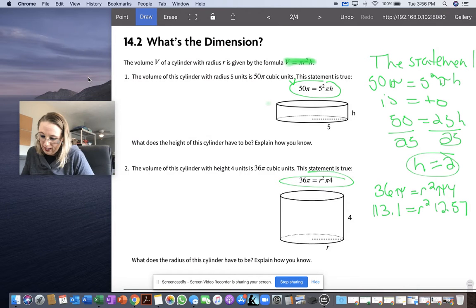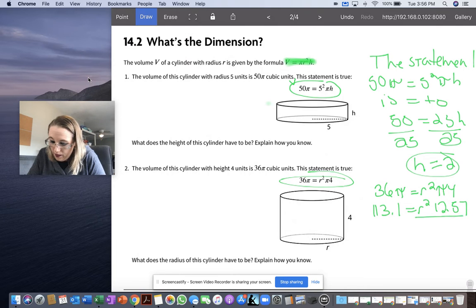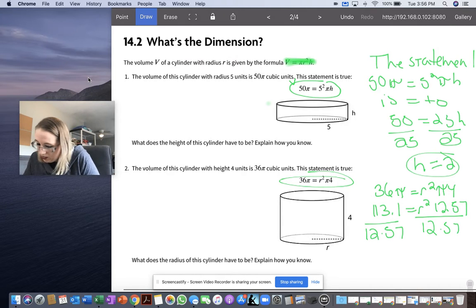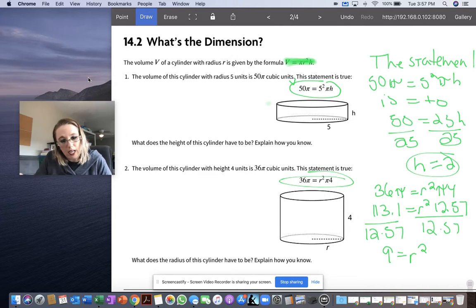Okay? So now we need to get r squared by itself. We know how to do that. We're going to divide by 12.57, divide by 12.57, and you plug it into your calculator. Okay, so it's 8.99, so we're going to say it is 9 equals r squared, to make the math nice.